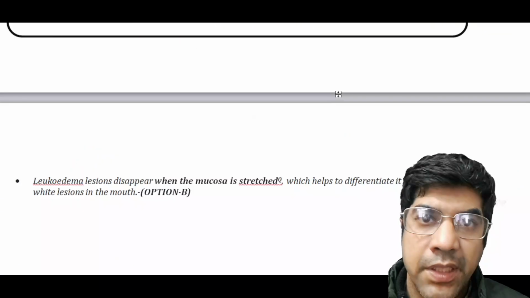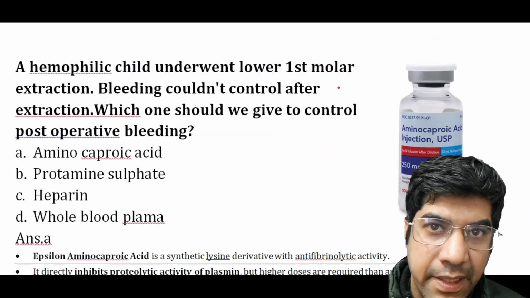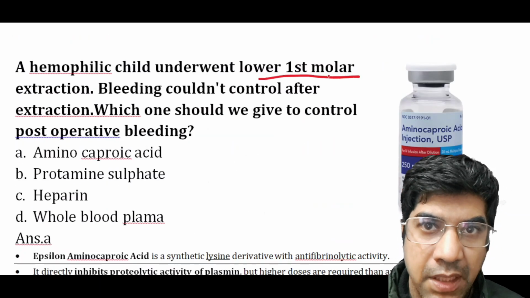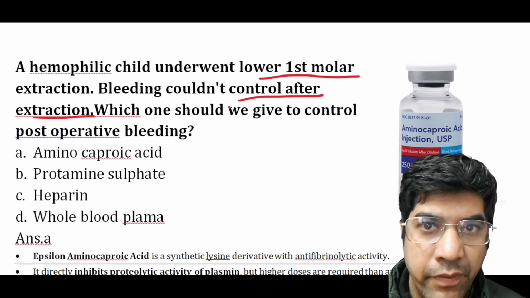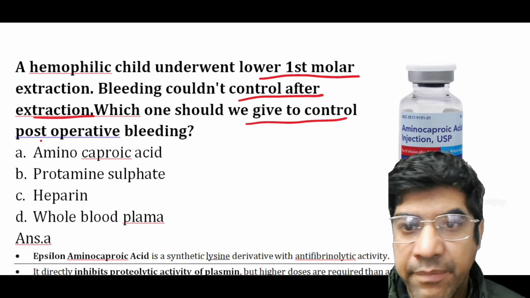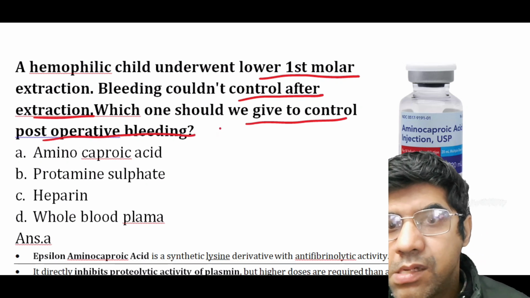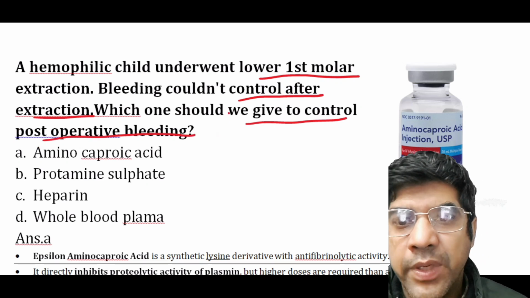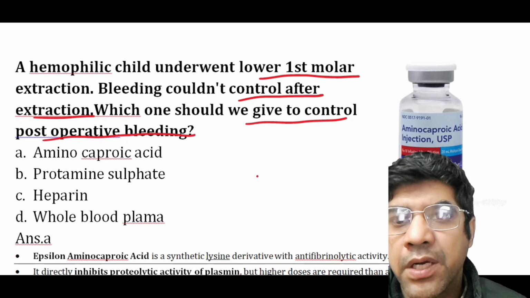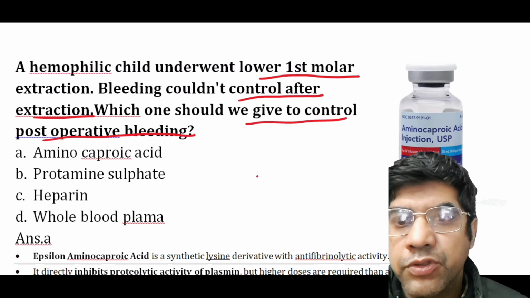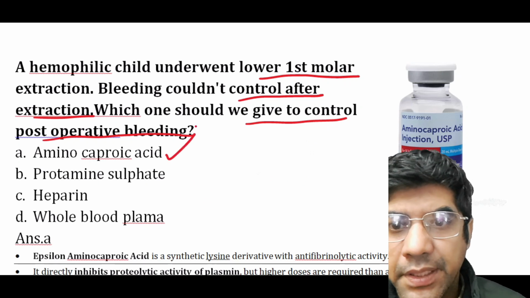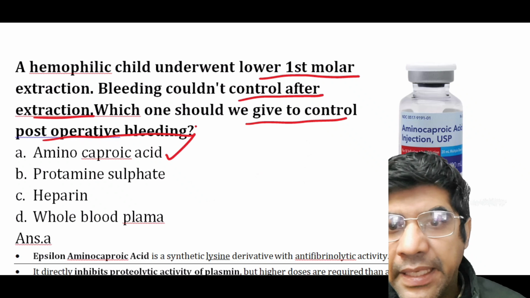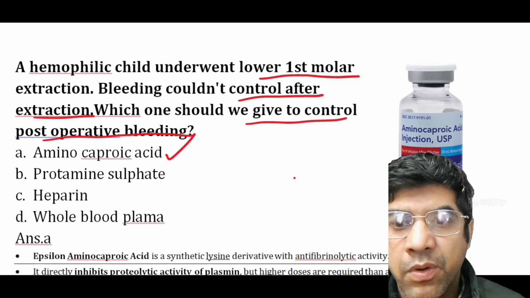Coming to the next question: a hemophilic child underwent lower first molar extraction. Bleeding could not be controlled after extraction. Which of the following do we give to control the post-operative bleeding? Now, in a hemophilic patient who has undergone a dental extraction with uncontrollable bleeding, what we should give is aminocaproic acid. So remember, it is aminocaproic acid.